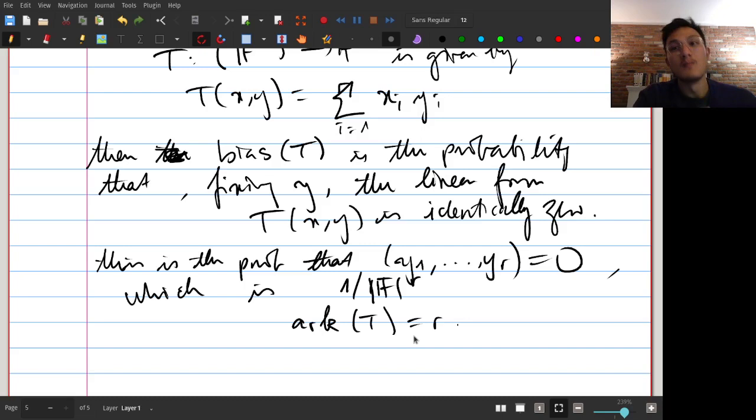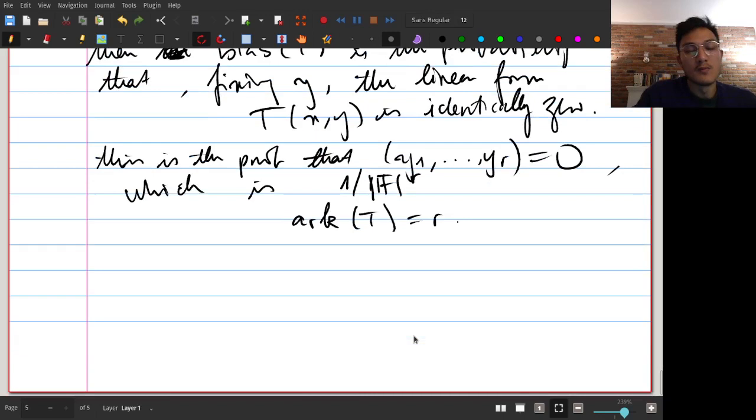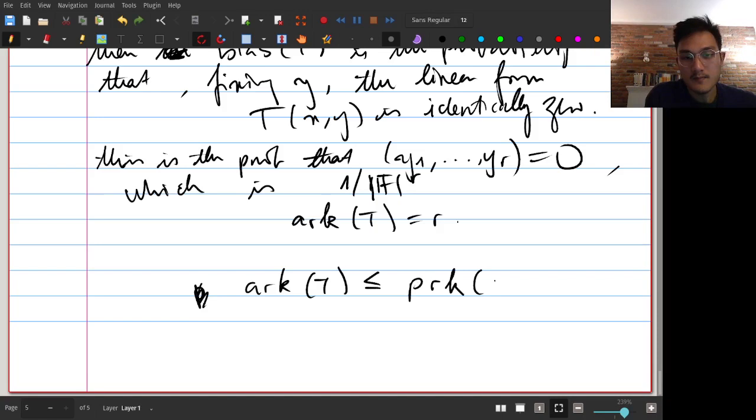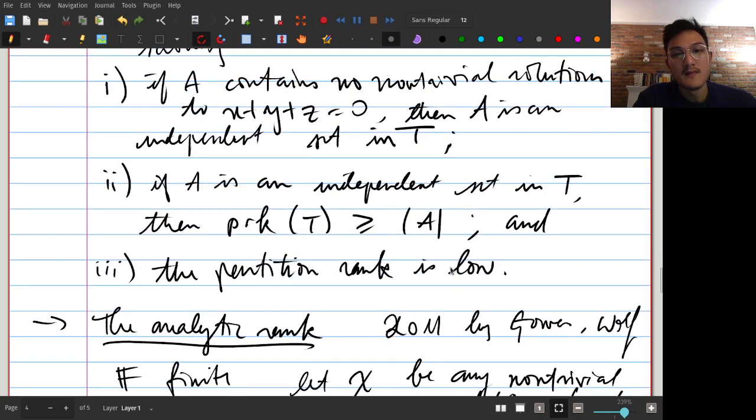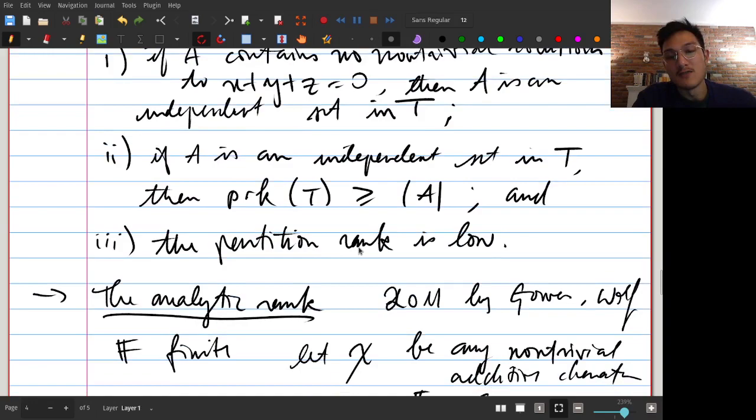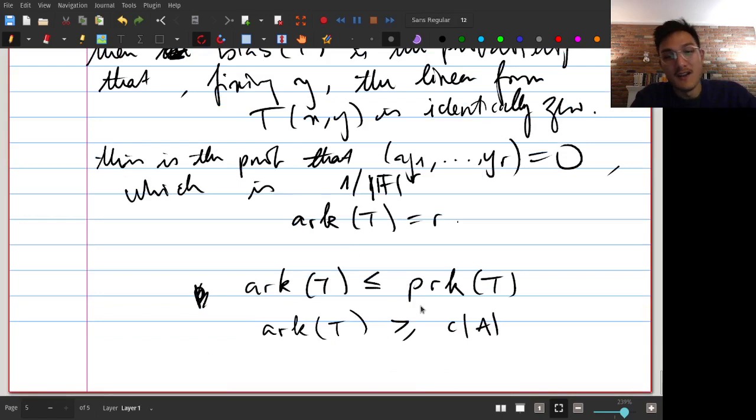And so what we are going to show in the next two videos is, one, that the analytic rank of T is less than or equal to the partition rank, and also that the analytic rank of T, if A is an independent set in T, is greater than or equal to C times the size of A. And so this kind of echoes what happened up here with the cap set problem, right? So we needed partition rank greater than the size of A if it's an independent set in T, and the partition rank is low. So here the equivalent of the analytic rank being low is that it's lower than the partition rank.